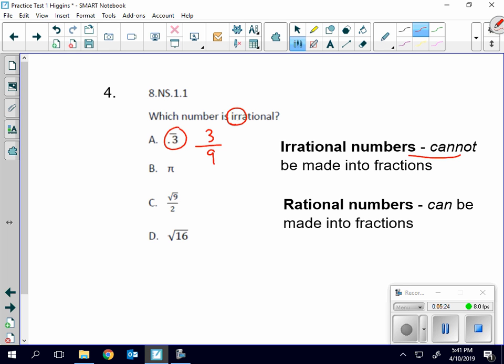Let's look at B. Hopefully you already know B is the answer, but let me just go over why the other ones are not irrational. Well, C is already a fraction, but let's just double check because we can't have a square root in our fraction. The square root of 9, we do know that. That's 3, and 3 over 2 is a perfectly fine fraction. And then, of course, D, the square root of 16, is 4, and you can make that into 4 over 1. So everything else can be made into a fraction except pi.